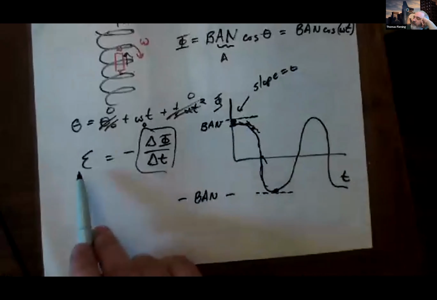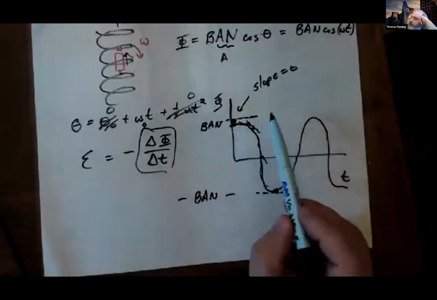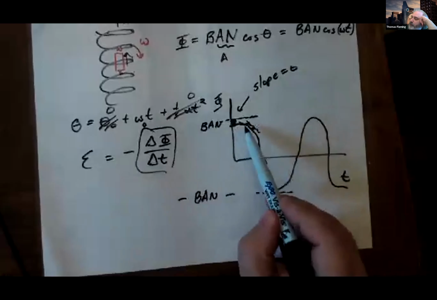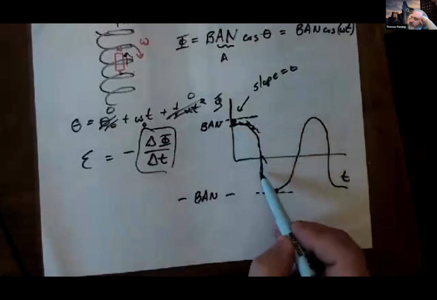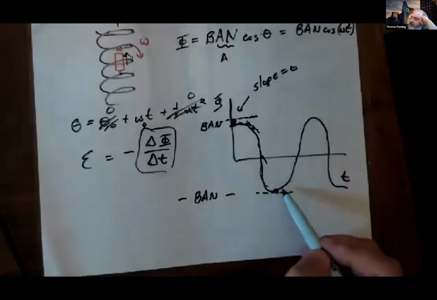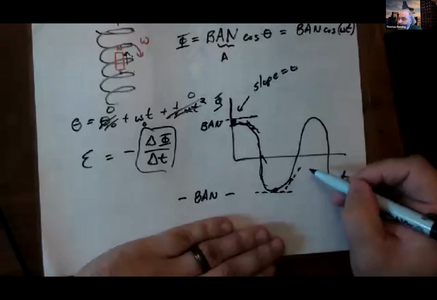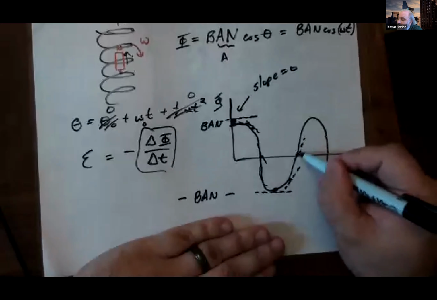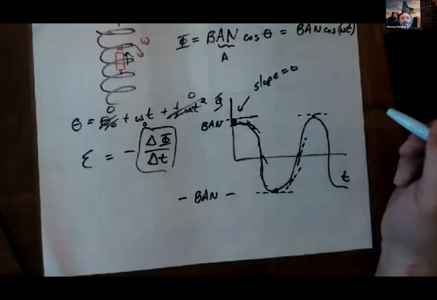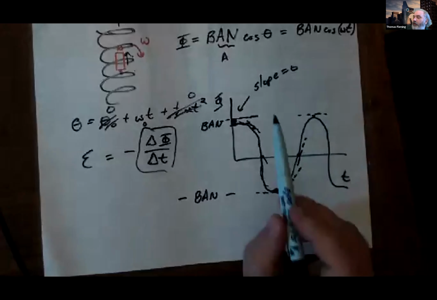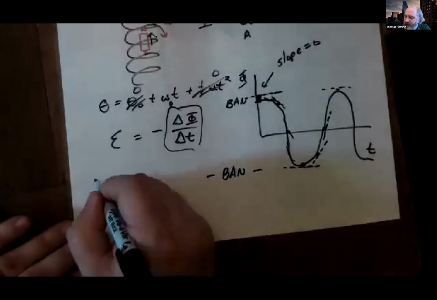So my induced EMF is going to have to start out being 0. It's going to have to get super negative. Still negative, still negative. Then it's going to pass through 0. Then here, on this side, these are positive slopes. And here is a positive maximum. Here is a 0 again. So what's going to happen is my slope's going to have to look like something, and I can kind of sketch it out.